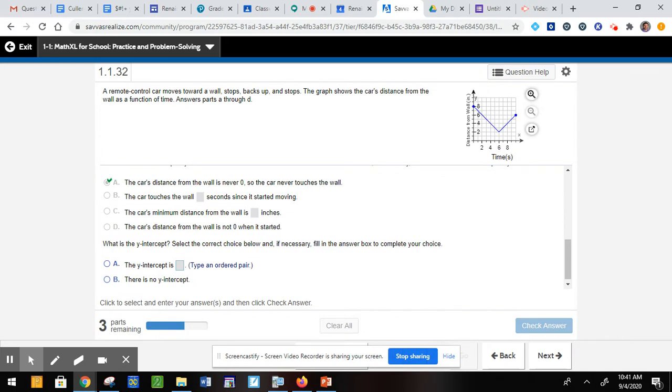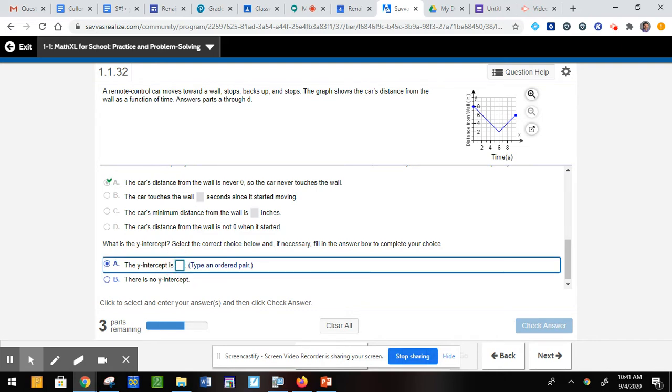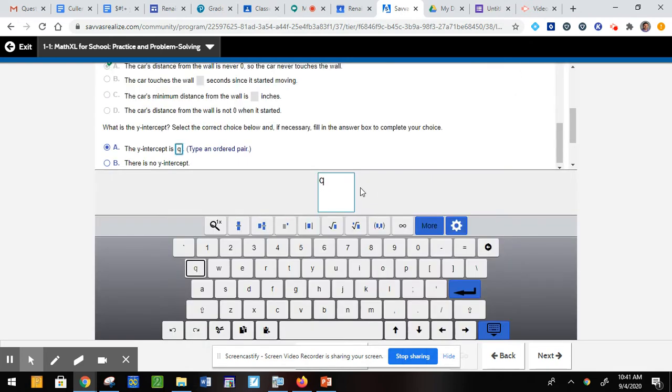What is the y-intercept? Select the correct choice. For basically any scenario, the y-intercept is going to be where the scenario begins. So in this case, the y-intercept is the beginning point, and it's where time is 0 and the distance from the wall is 8 inches. So, well, that's the context of the y-intercept. The y-intercept, quite literally, as an ordered pair, is going to be the ordered pair 0, 8. So let's click into that. Use my form for an ordered pair, and again it's 0, 8.